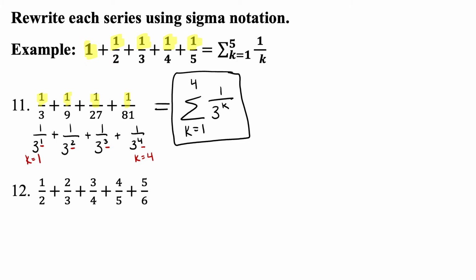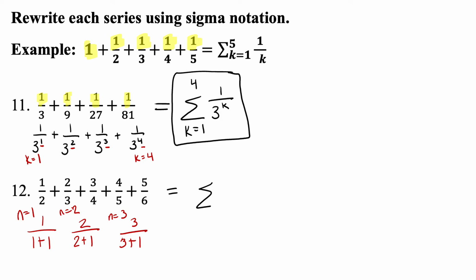So let's try a couple of things, and let's let our first term be n equals 1. So let's write this as 1 over, and then our denominator is just 1 more, 1 plus 1. In our second term, if n is equal to 2, we have 2 over just 1 more than that, 2 plus 1. When n equals 3, we have 3 over just 1 more than that, 3 plus 1. So if we write this using sigma notation, we're starting here when n equals 1, and we're going up until 5.